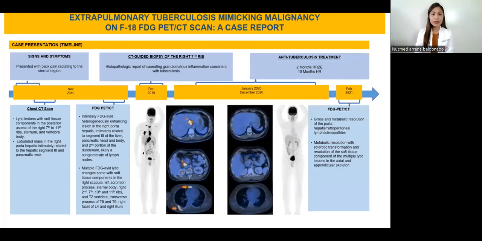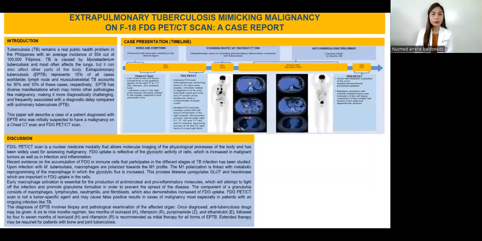A follow-up PET CT scan was done after therapy, which revealed gross and metabolic resolution of the large lymphadenopathies and metabolic resolution with sclerotic transformation of the multiple lytic lesions seen on the axial and appendicular skeleton, likely representing a favorable treatment response to the anti-TB drugs.